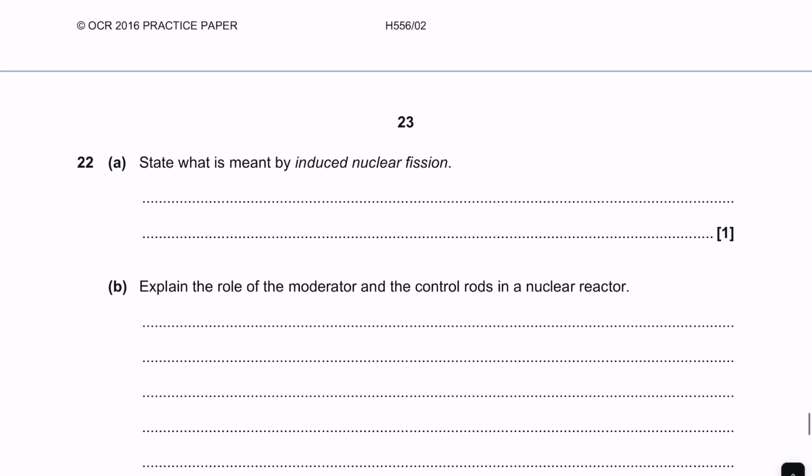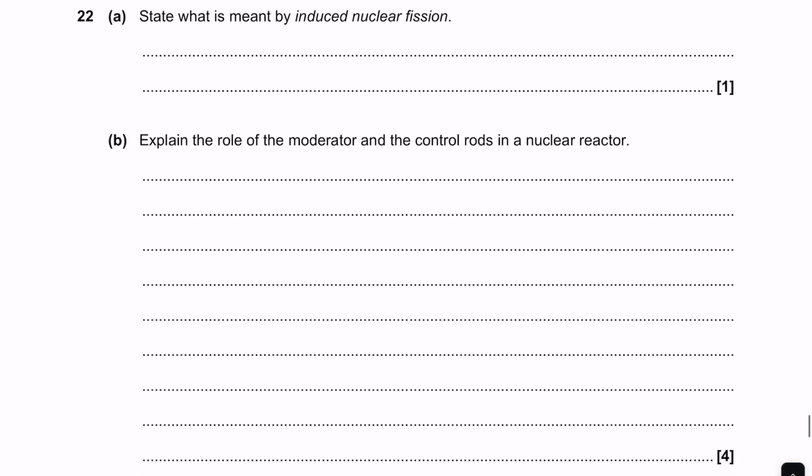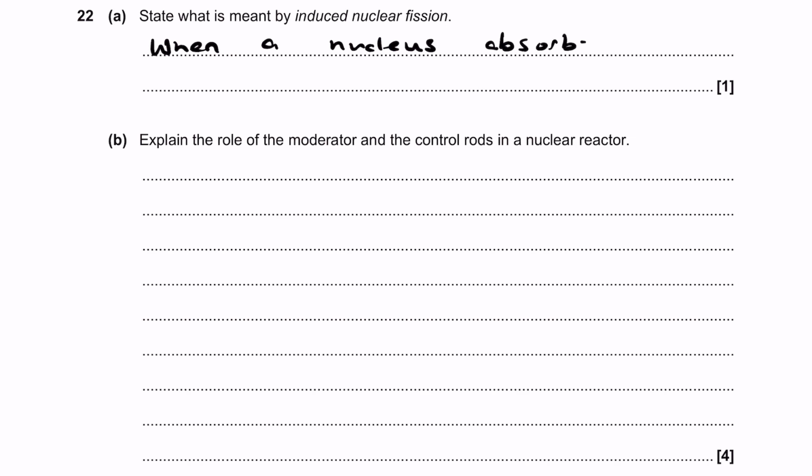Okay, question number 22. It says, state the meaning of induced nuclear fission. Okay, well, induced nuclear fission is when a nucleus absorbs a neutron and simply splits. Okay, it becomes unstable and it splits.